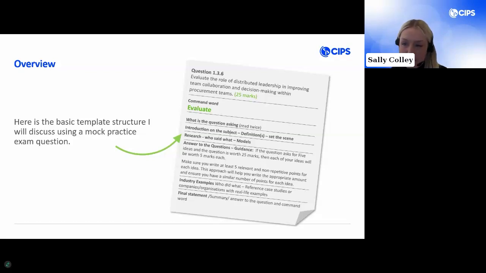So just a quick disclaimer, while I'm not involved in exam settings, I have extensive experience in delivering content and supporting CIPS students like yourselves. One key focus today will be exploring how such a question might come up and the best strategies for answering it. On the slide is a basic template structure that I'm going to be talking through with you this morning using a mock practice exam question.